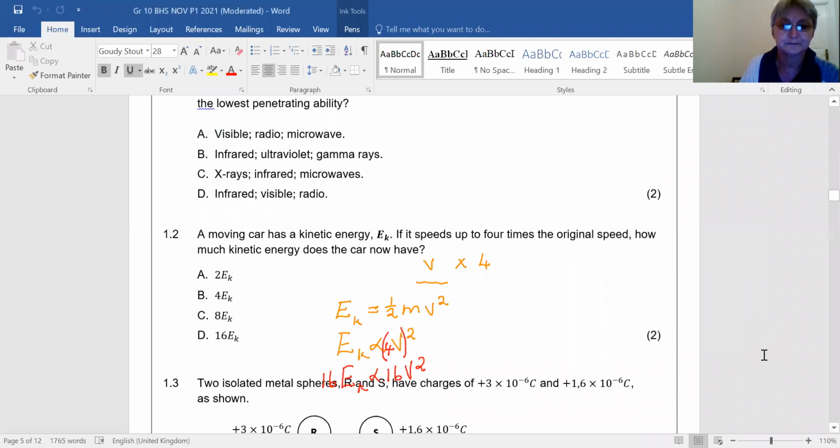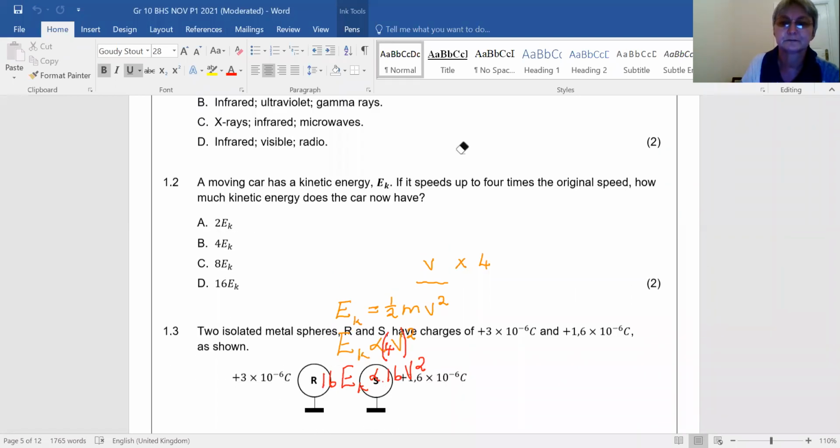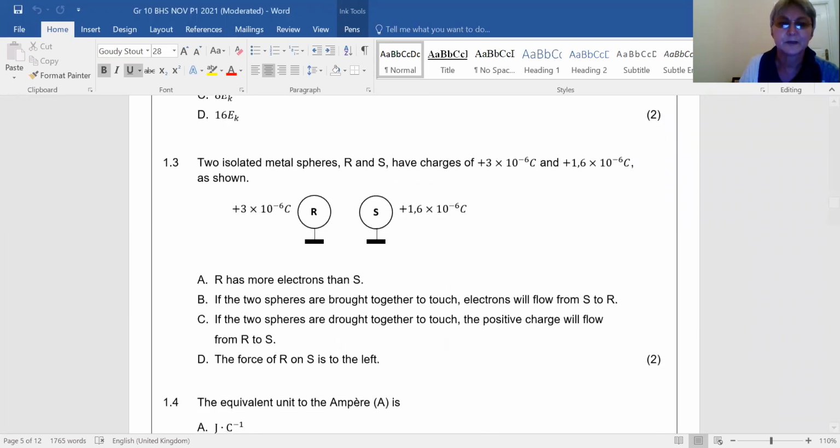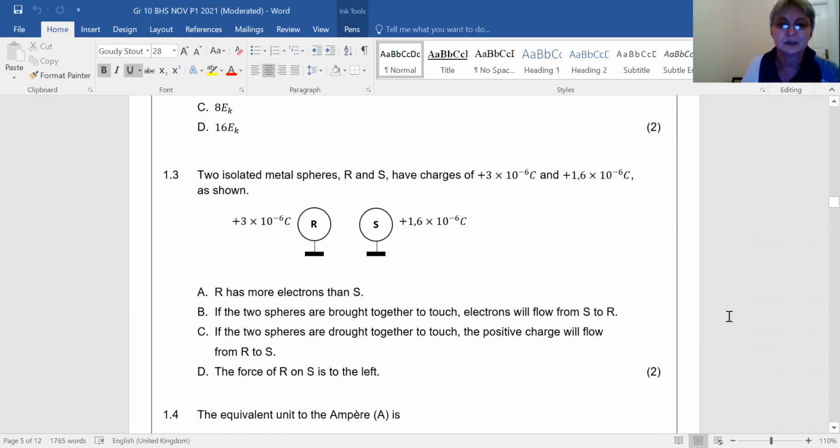Question 1.3. You are really welcome to stop the video any time just to catch up. Question 1.3 is an electrostatic question. It says, two isolated metal spheres R and S have charges of +3 times 10 to the minus 6 coulombs and +1.6 times 10 to the minus 6 coulombs, as shown.